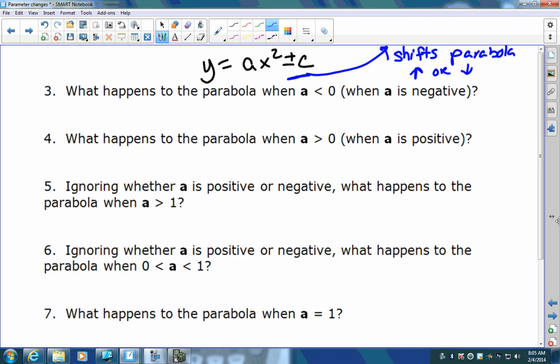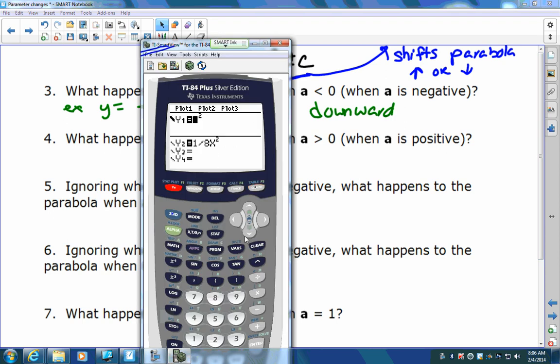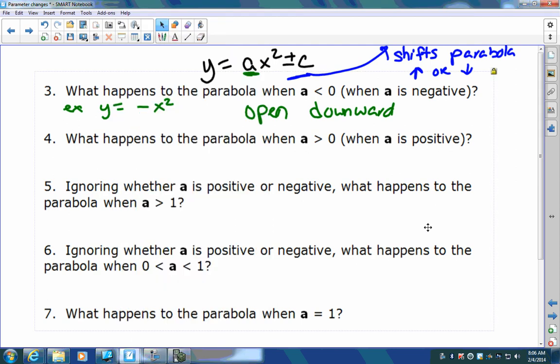Now the A, when we're talking about the coefficient. What happened to my parabola when the A was negative? When it was, for example, Y equals negative X squared or negative 4X squared? It made the parabola open downward. If you don't believe me, go in the calculator, go to Y equals, put in negative X squared, and press graph. It made the new parabola open downward. When that A is positive, for example, Y equals X squared, it opens upward.